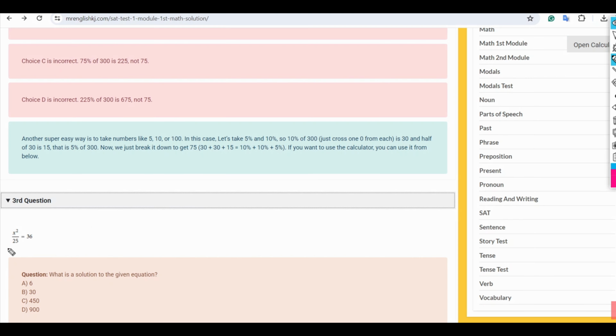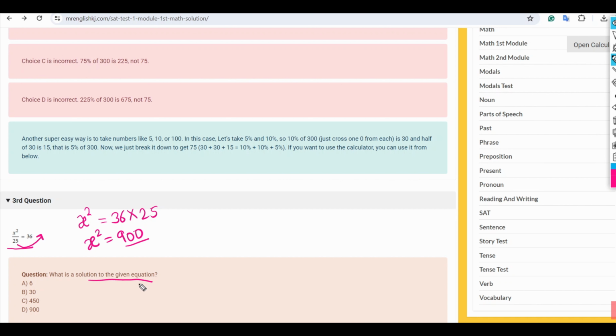Third question. Now we have this equation. Always remember, if something is in a divide and we move it to the other side, like here, a value that is in a divide will go to the right hand side and it will turn into a multiply. So here the x squared and 25 will go there and it will become a multiply like this. If you multiply it, I think you will get 900 something. Equal means both are equal, meaning the value of x squared is 900, but we need to find the solution of the given equation.